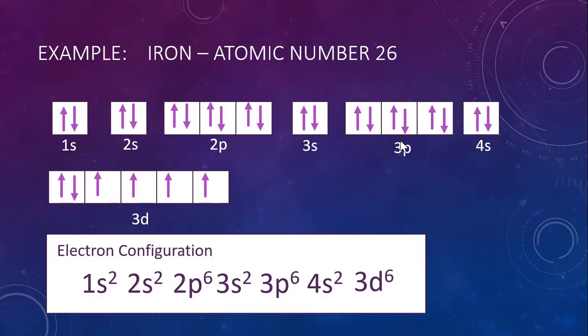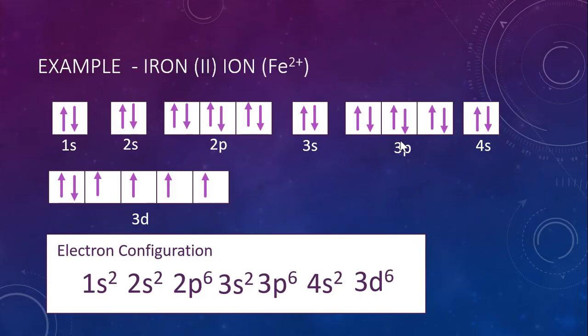Now, let's look at cations. Let's go back to iron. This was our electron configuration for iron. I literally just moved this slide from earlier. Now, what if we looked at an iron cation, maybe the iron +2 cation? Now, what does this +2 mean? The fact is +2 means it has to lose 2 electrons. So that means we have to have a total of 24 electrons.